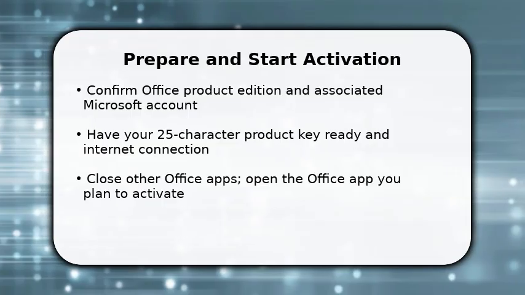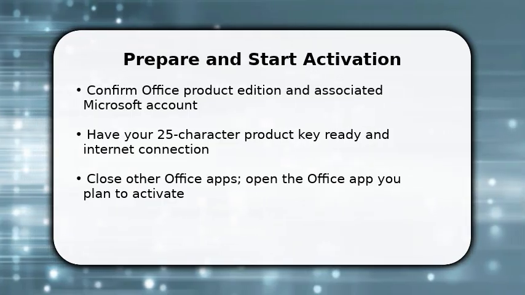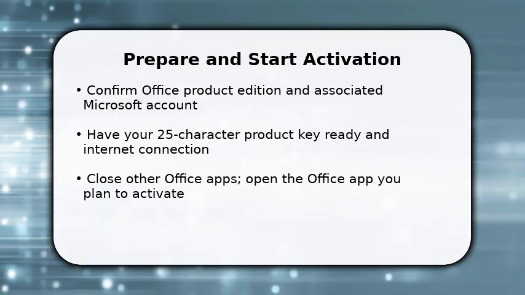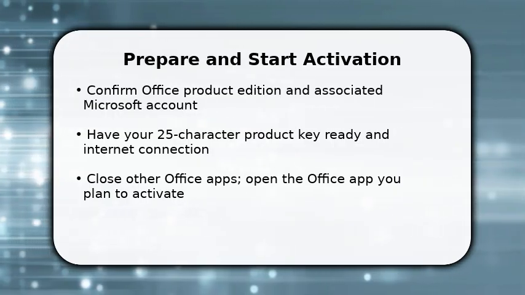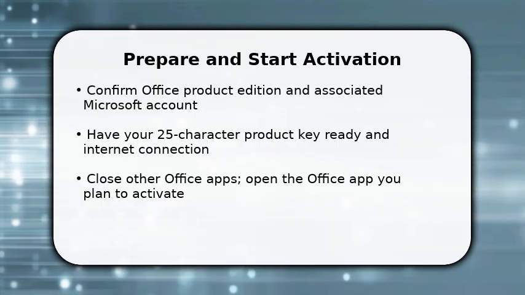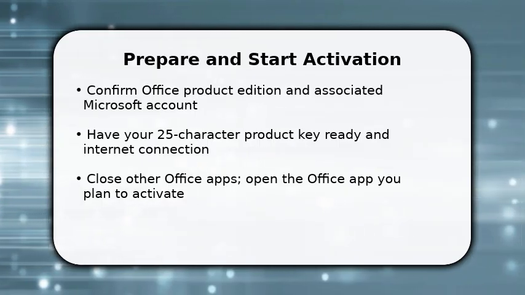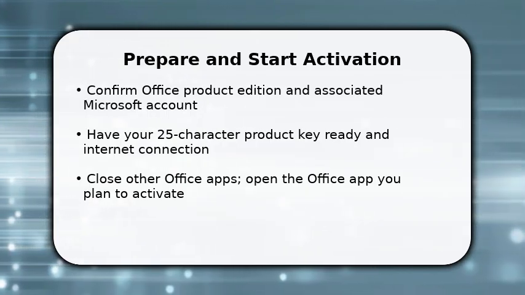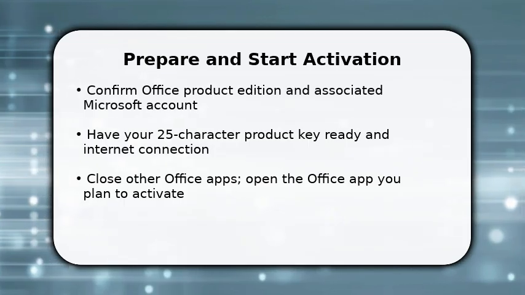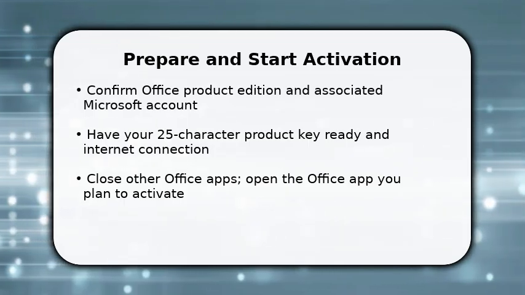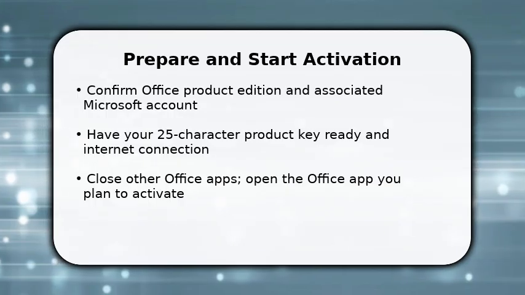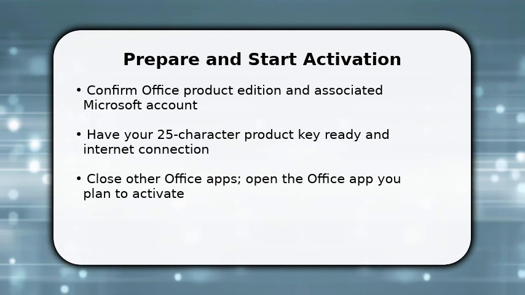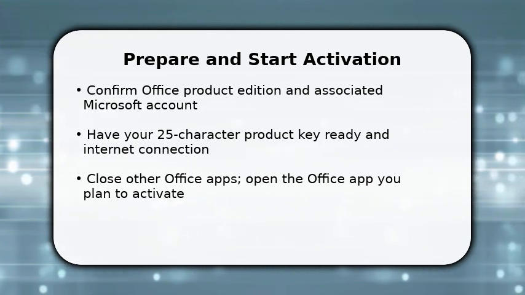You begin by confirming which Office edition you bought and which Microsoft account it should link to. This matters because activation ties license to account. Once done, make sure your 25-character product key and a stable internet connection are available, then close all Office apps to avoid conflicts. Open Word or Excel and sign in with the target Microsoft account. This first actionable step initiates verification, so the product can be matched and prepared for the next activation stage.